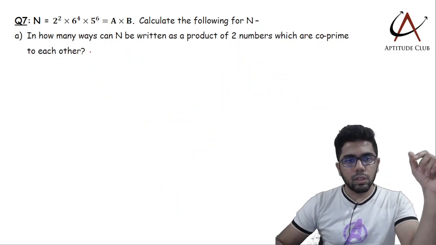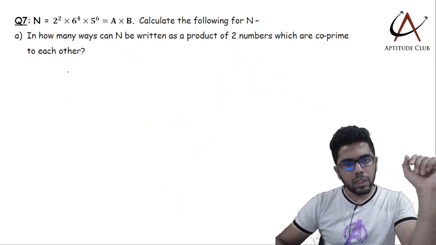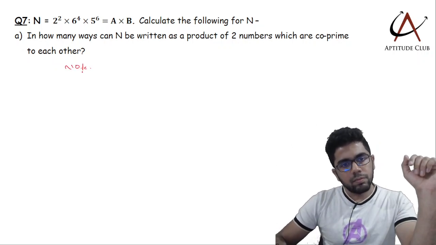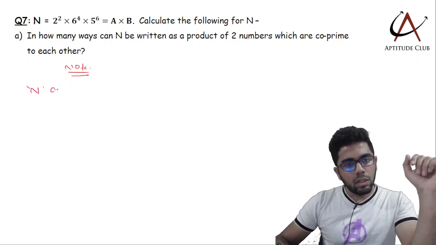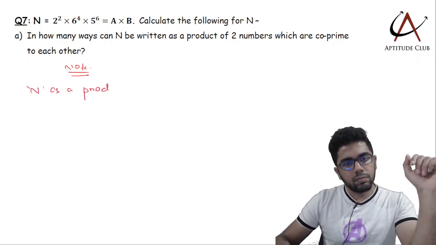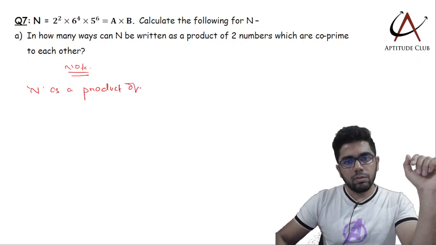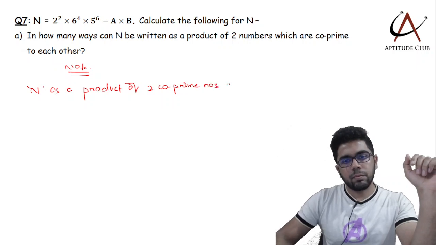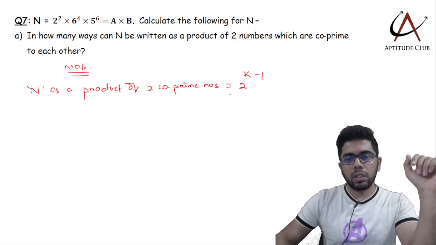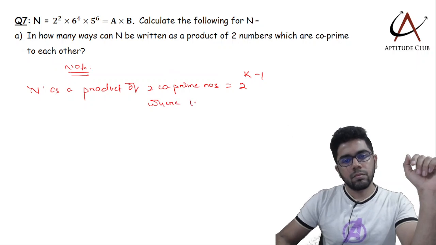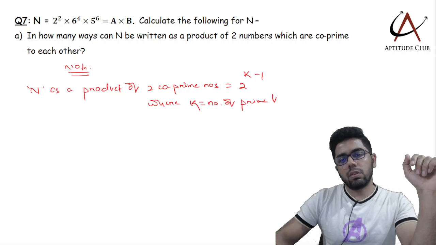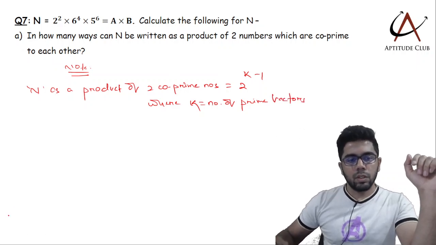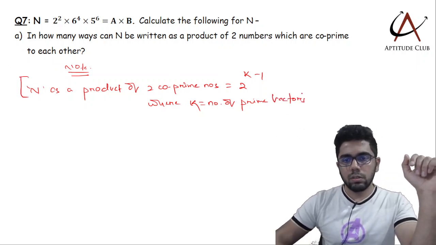Now let us see this one. Now this is a direct formula. तो यहाँ पे मैं पहले ये लिख लेता हूँ. n as a product of two co-prime numbers is given by the formula 2 to the power k minus 1, where k is the number of prime factors. ये एक फॉर्मूला है, तो बस ये फॉर्मूला यहाँ पे डायरेक्ट यूज होगा.